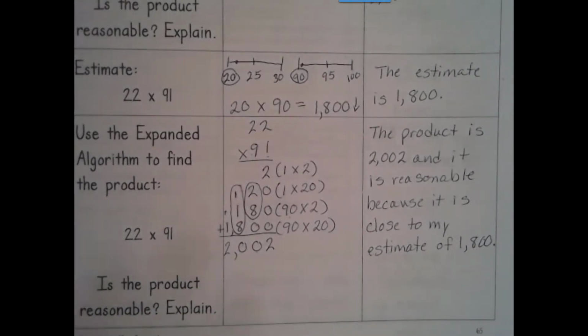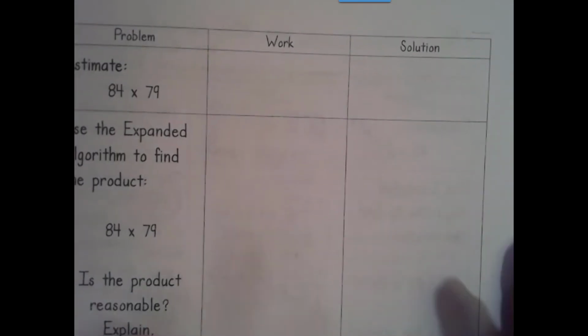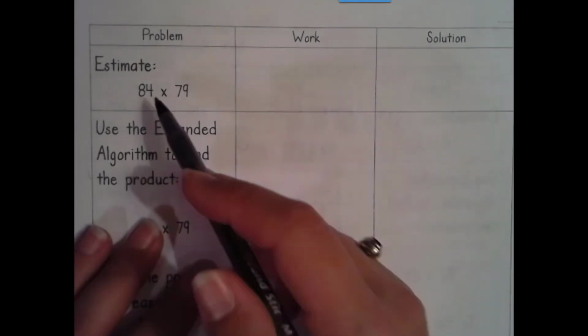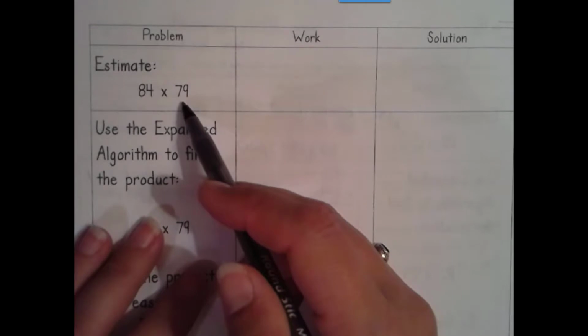All right, let's turn the page over and keep practicing this expanded algorithm of multiplication. All right, here we have 84 and 79.